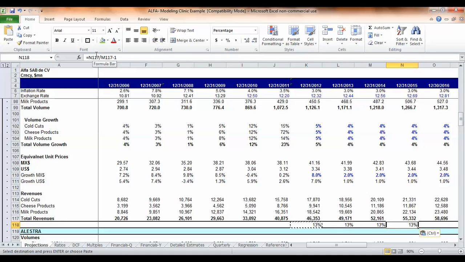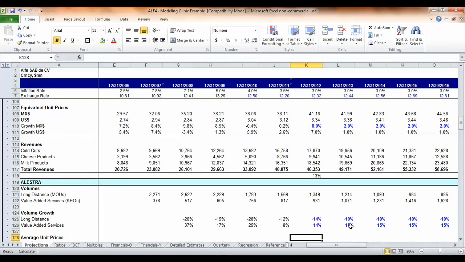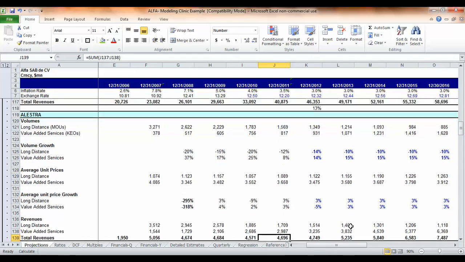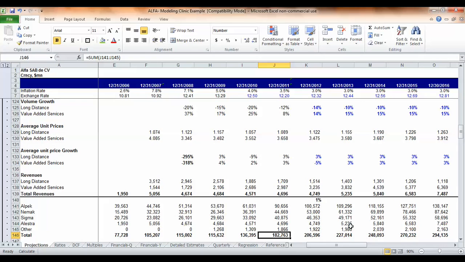Alestra is a telecom company. The drivers here are a little bit different. We have lines, we have long distance and value-added services as the main business lines. But again, we're deconstructing to volumes and prices. So we want to see how volumes are growing for those two segments. Same for prices. Multiply P times Q, you get the total revenues, you add revenues, and then you get the total for the division. And this division grows much slower because it used to be a more mature business.